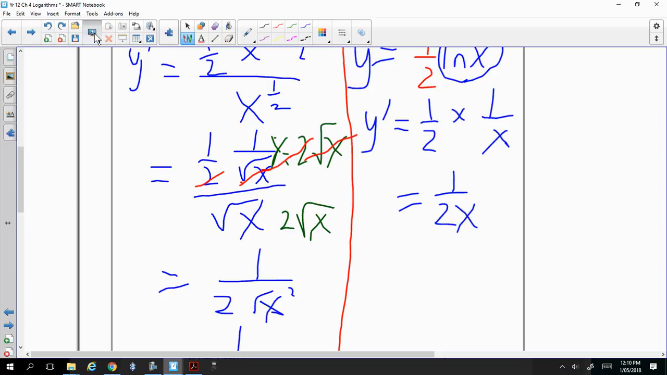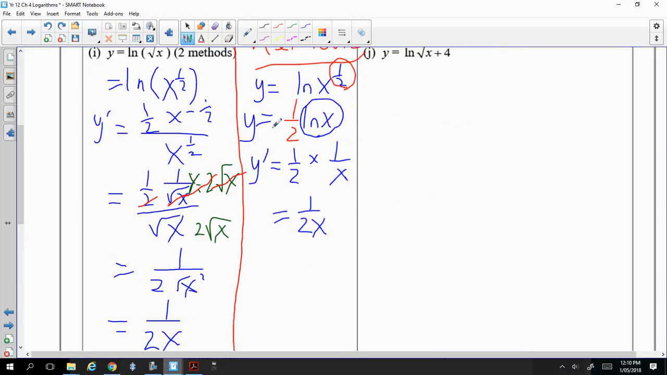So use log law to simplify. That will save you a lot of time. All right, any questions? So use log law, bring the half down, then differentiate. Okay, let's continue. How about the next one?